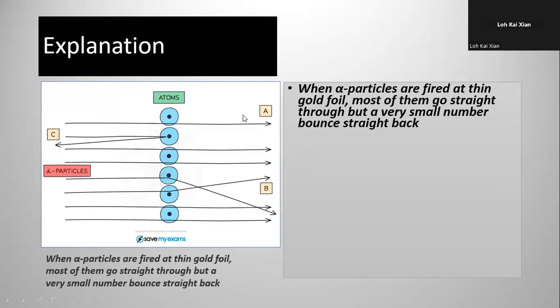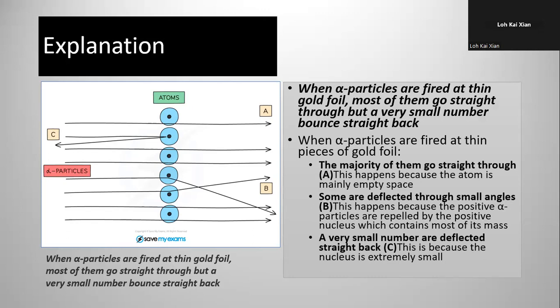Okay, there are three types. A, more or less straight through. B, deflected at an angle. C, rebounds. So when alpha particles are fired at a thin gold foil, most of them go straight through. This is A. Very small number bounce back. Right? Very small number. This is very few. This is some.